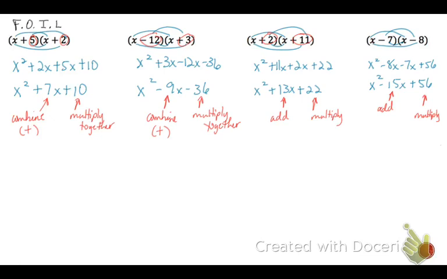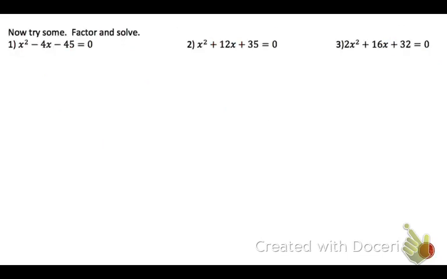To start with the quadratic in standard form, ax squared plus bx plus c, and work backwards to our two sets of parentheses that we can multiply together to get that. So if we look at the first one, let's think in terms of a, b, and c. So a is 1, b is negative 4, and c is negative 45.